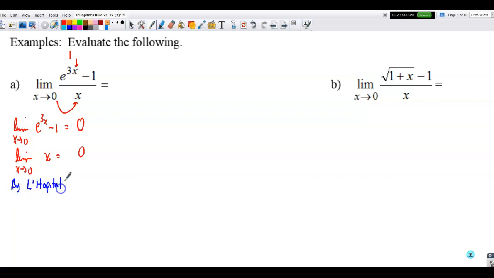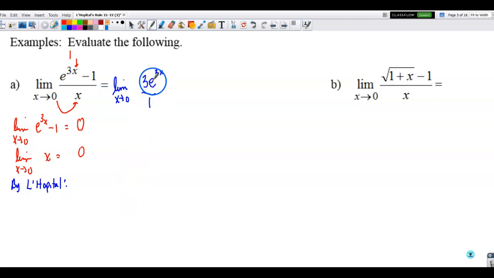Now remember what L'Hopital says. You're going to do the same thing. You're still going to find the limit as x goes to 0, but you're going to take the derivative of the numerator. The derivative of e to a power is e to the power times the derivative of the power. The derivative of 1 is 0. The derivative of x is 1.